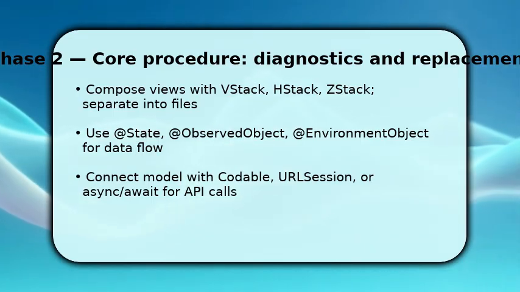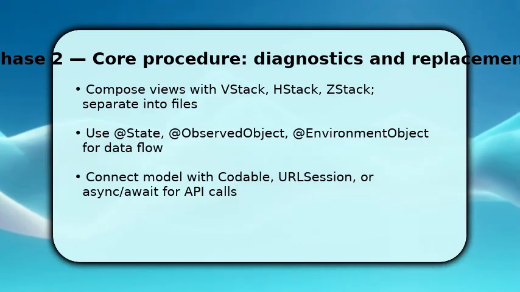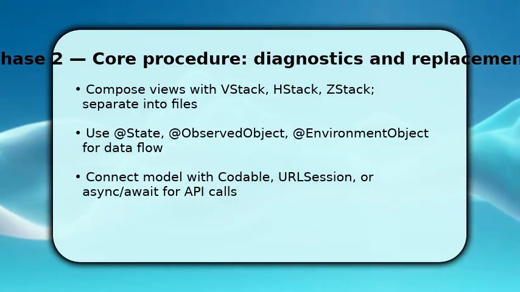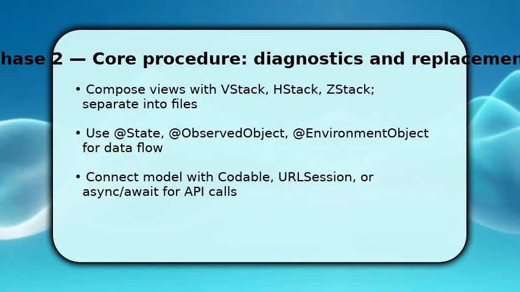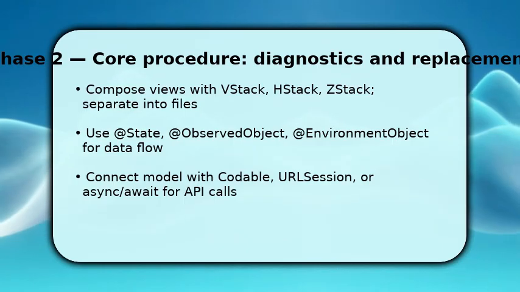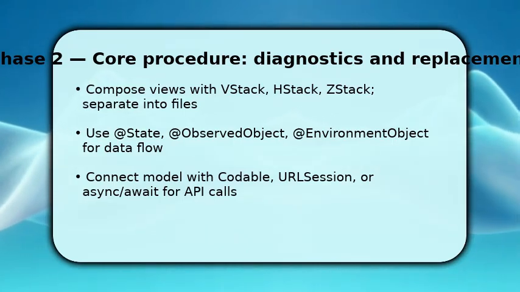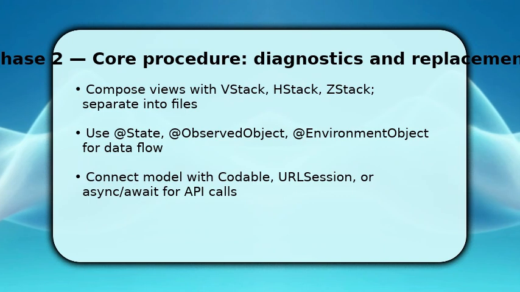Once views are in place, implement a model that conforms to Codable and fetch data using URLSession with async/await. Make sure to update the UI on the main actor. Use task or task modifiers for lifecycle-aware calls. Test interactions and finish by adding persistence and polish.